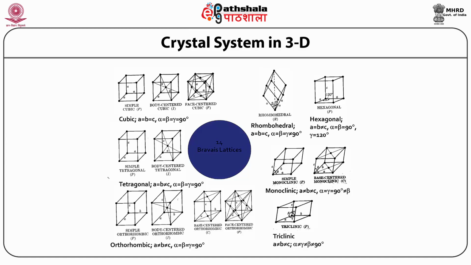Next is hexagonal. Hexagonal has A equal to B but not equal to C, and alpha and beta are equal to 90 degrees, whereas gamma is equal to 120 degrees. Monoclinic has all the sides not equal to each other, and alpha is equal to gamma is equal to 90 degrees, but not equal to beta. Whereas triclinic has all the sides not equal to each other, that is A not equal to B not equal to C, and all the angles are not equal to 90 degrees and not equal to each other also.